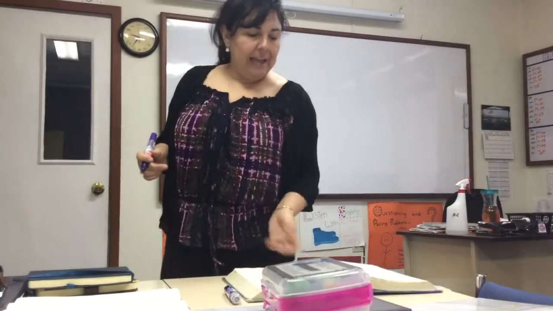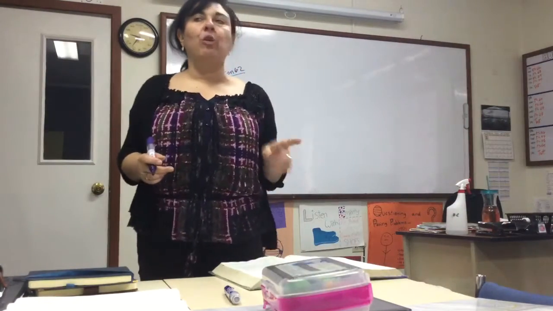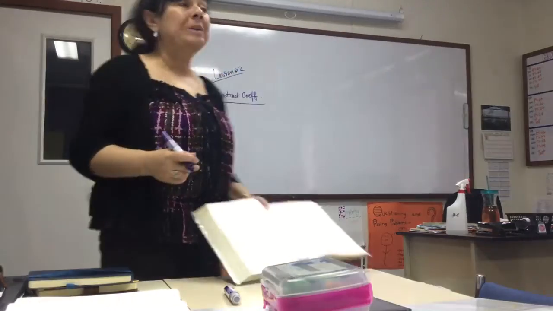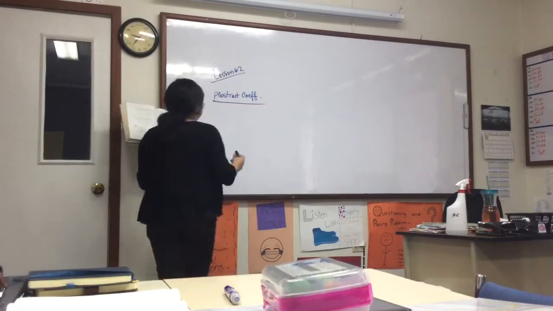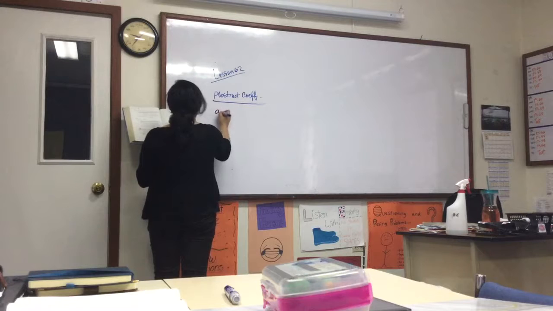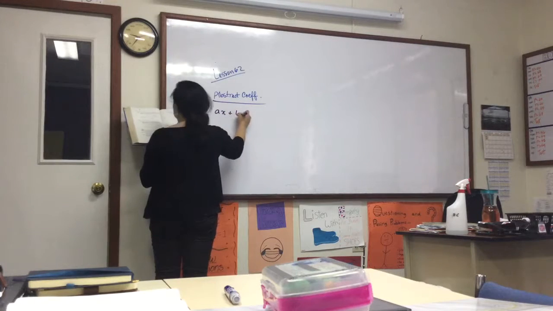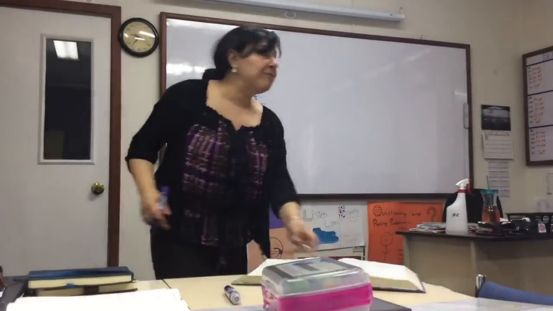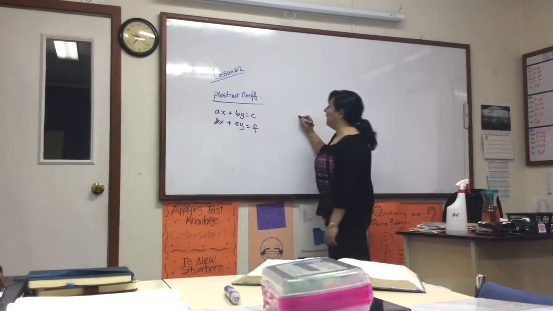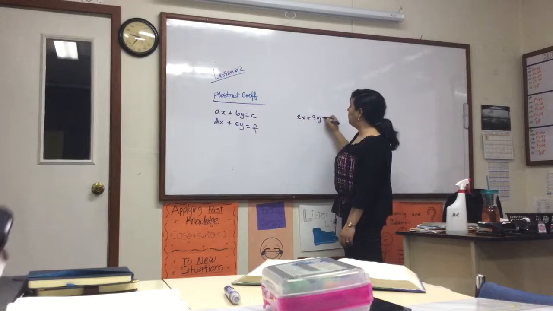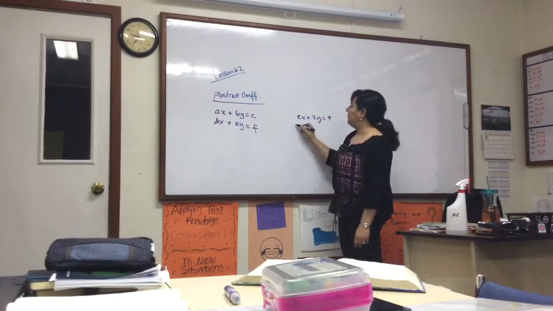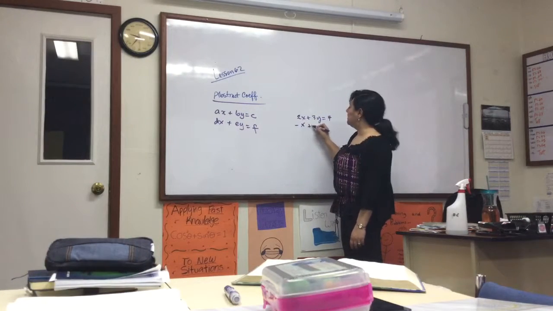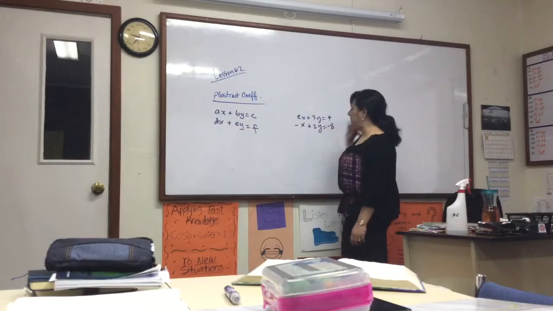New. Except you've done it a million times before, except you've never done it with letters. You've always done it with numbers. So, let me do this. dx plus ey equals f. Usually, you have numbers here, right? When you have like 2x plus 3y equals 4, and minus x plus 2y equals minus 8, for example.